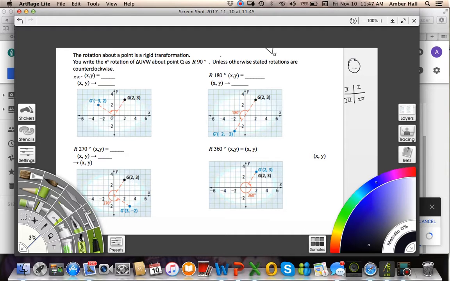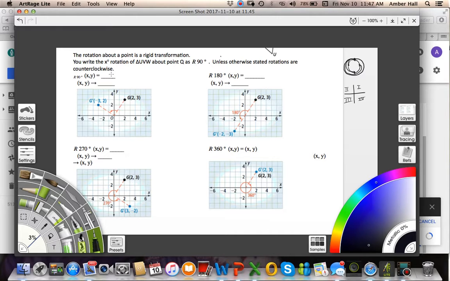We have 90 degrees, which just goes from here to here. 180 degrees, which goes directly opposite. 270 degrees, and 360 degrees, goes all the way around the circle. So just like with reflections, we're going to be figuring out some different rules. Okay, so let's look at this first one.